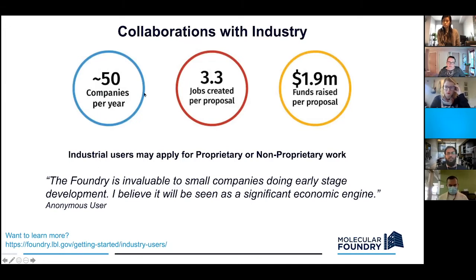We do have a number of industry users, so around 50 companies per year work with us. And I think we're really proud of the work that we do to support this early stage development. Most of our industrial users go through this non-proprietary mode that I've been talking about this whole time, but there is an opportunity to have a proprietary proposal instead. So if that's something that interests you, I encourage you to reach out to us and start that conversation about what it looks like to map out the proprietary mode, where you do have a little bit more protection of that IP, but it is a pay per use model. So there's some details there.